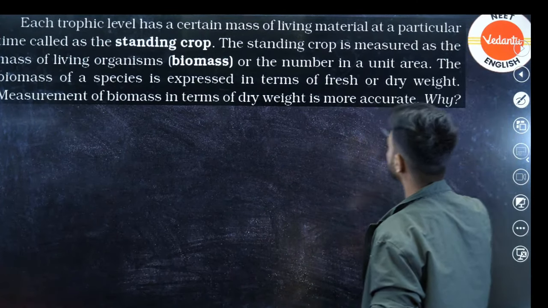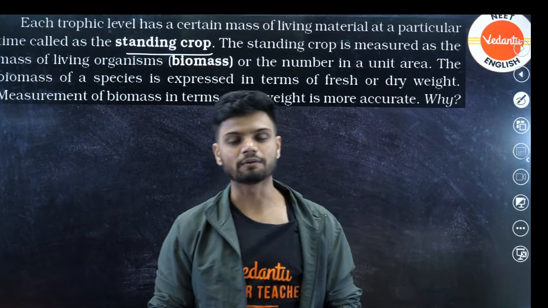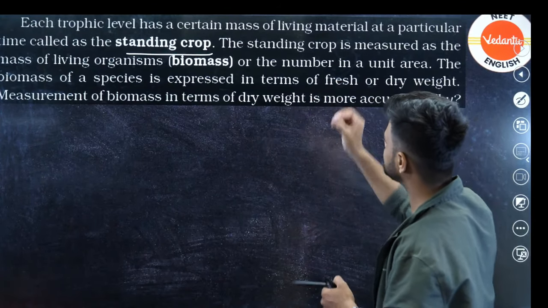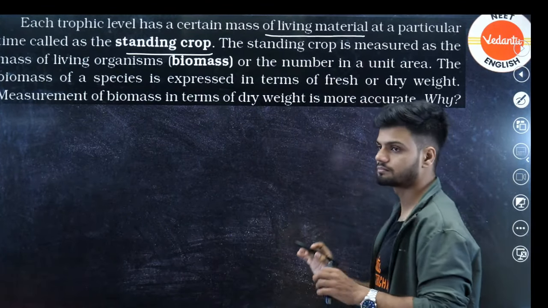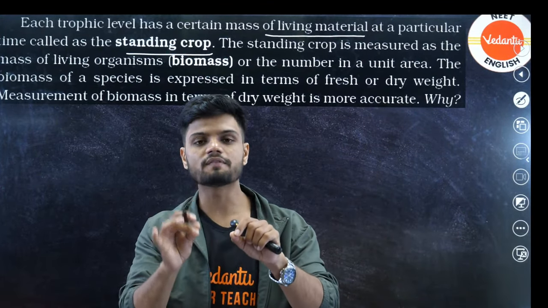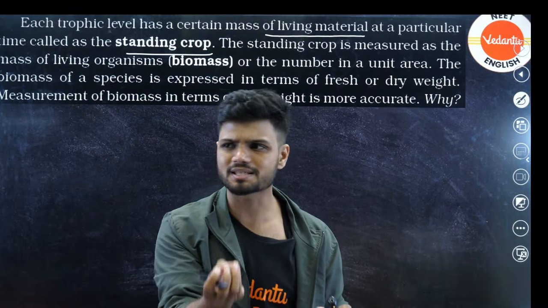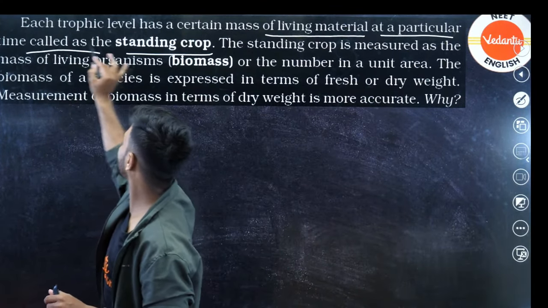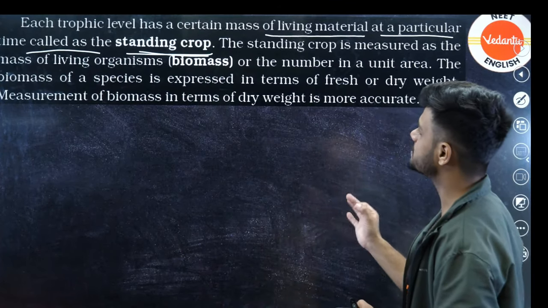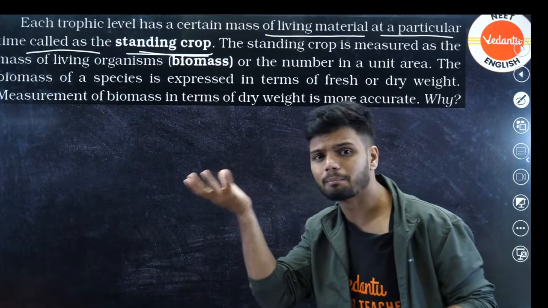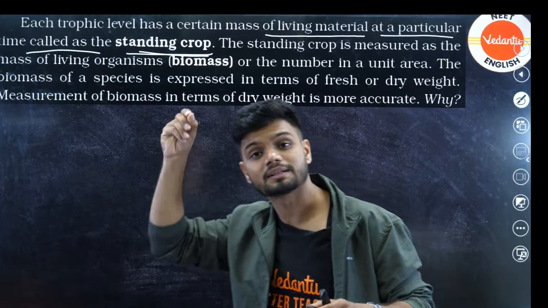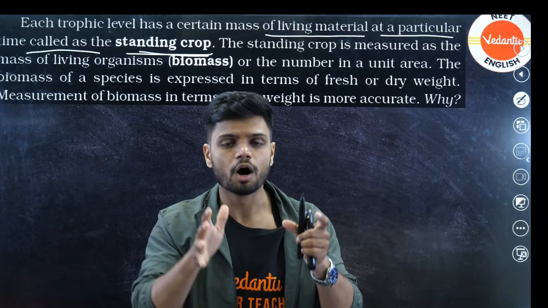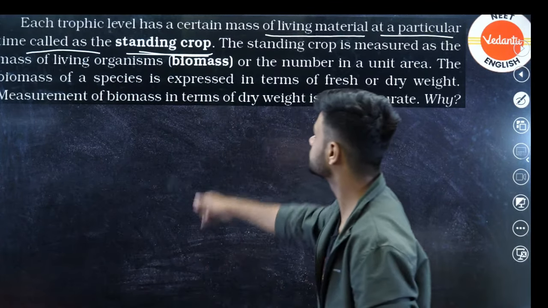Important line. Very, very important line. What is standing crop? Standing state is gone. You only have standing crop right now. Each trophic level has a certain mass of living material. Every single trophic level will have some mass at a particular time. That is called standing crop. It is season wise. At a particular time, how much organic matter is present, that is called your standing crop.